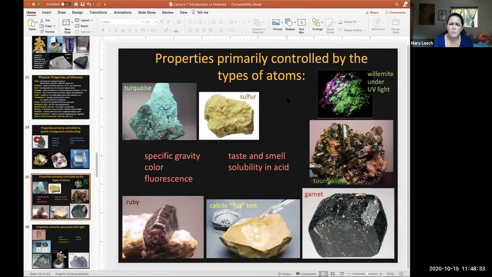Properties that are primarily controlled by the kinds of atoms might contribute to the color. I told you that depends on iron and magnesium in the garnet to give it a dark color. Tourmaline. We've got sulfur that has a distinct smell to it. Calcite fizzes, so solubility in acid. Fluorescence, so some minerals give off light or fluoresce under certain wavelengths of light. And then the density, also the specific gravity.